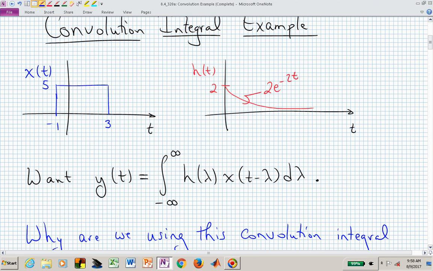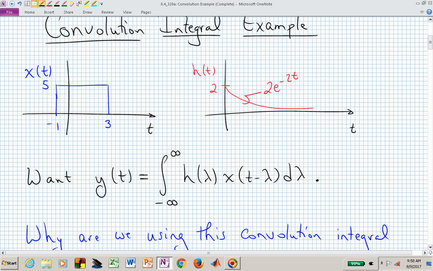Well, hopefully you can see that h of lambda is not a challenge to find from h of t. All we're doing is changing the independent variable in h of t versus h of lambda. The variable of integration is lambda. So in this convolution integral, t is a parameter that we will move around, and lambda is the variable that we will integrate with respect to.